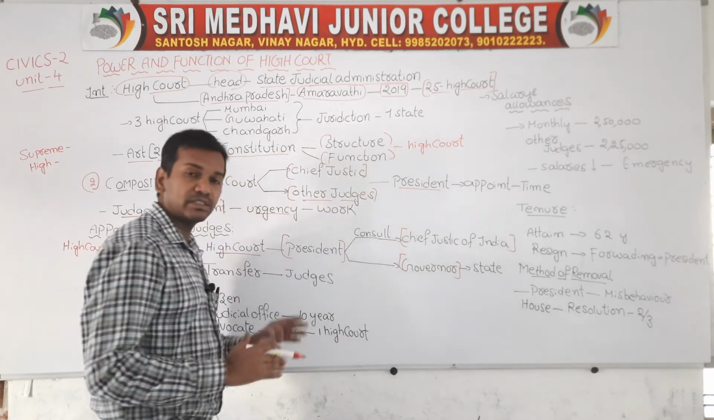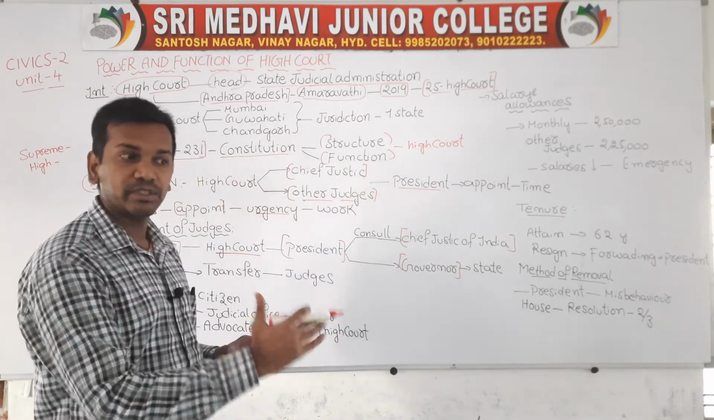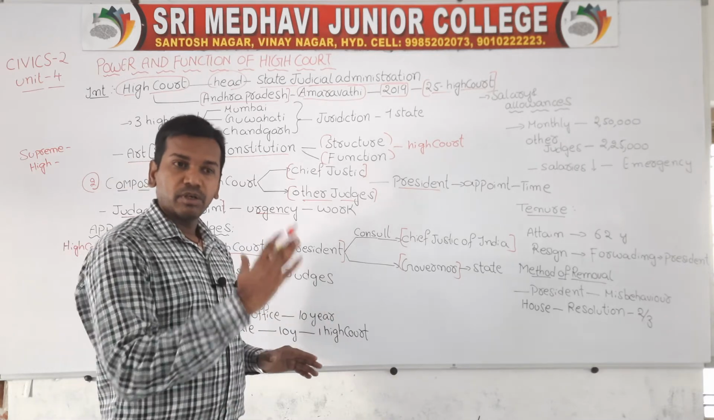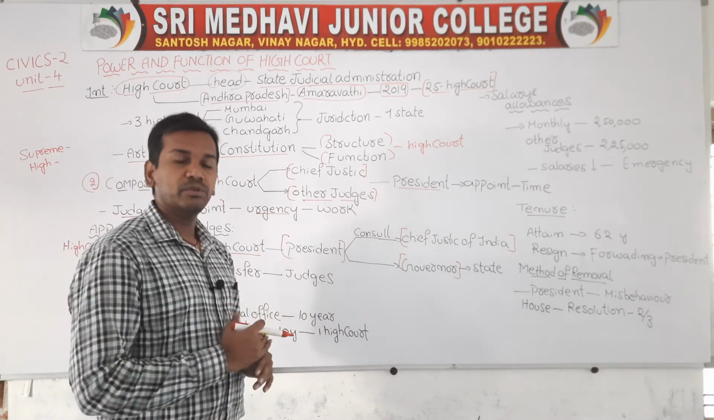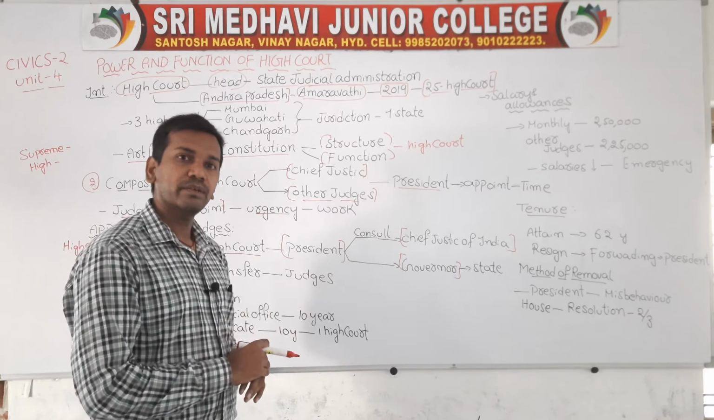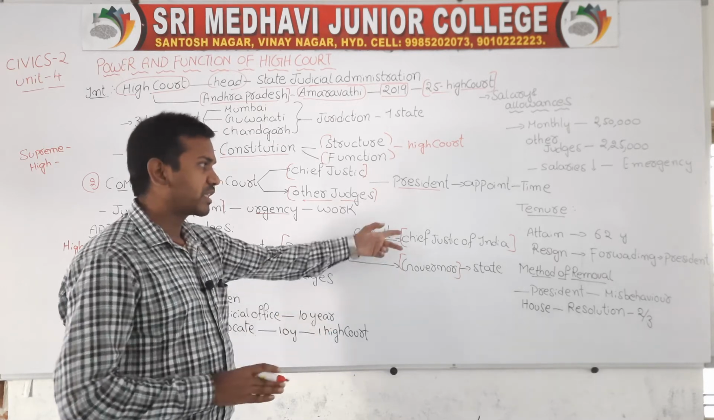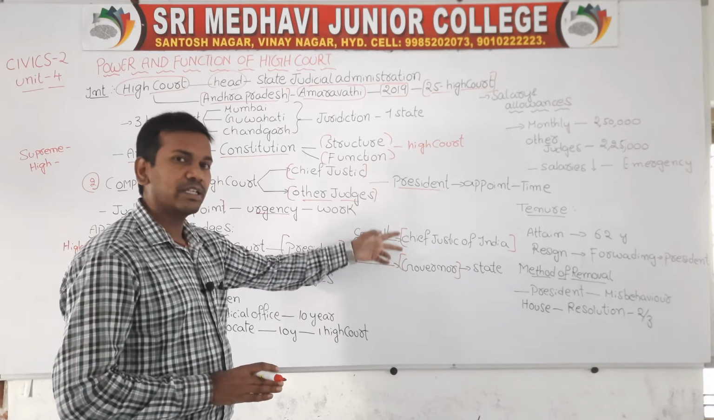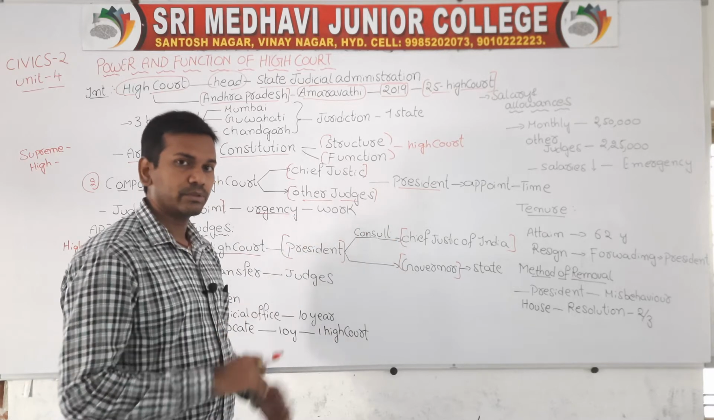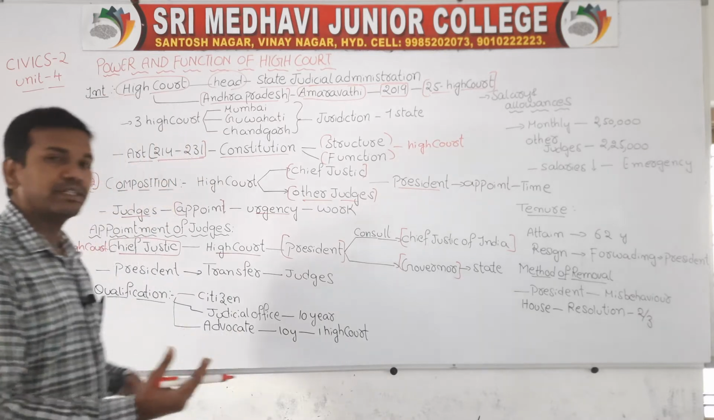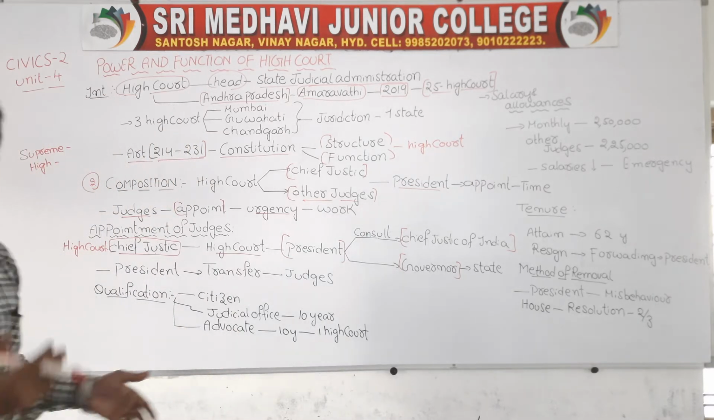Why? Because when he is appointing the Chief Justice of a particular state, first he will appoint the head, who is the constitutional head of the state, the Governor. So first the President will consult with the Chief Justice of India and the Governor, and then he will appoint the Chief Justice of the High Court. So this is one part. He will not directly appoint the Chief Justice of the High Court on his own.